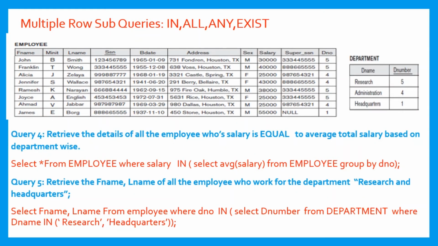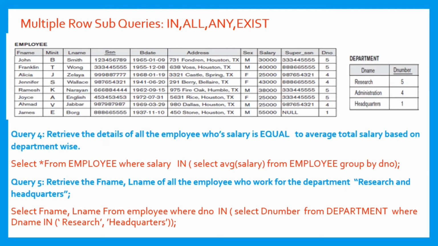In this slide, we are discussing multiple rows subqueries. In the previous slide, we have seen the problem of single rows subqueries. Whenever the innermost query returns more than one row as a result, then with the help of a relational operator, the outermost query is not able to compare. That problem can be overcome by making use of multiple rows subqueries.